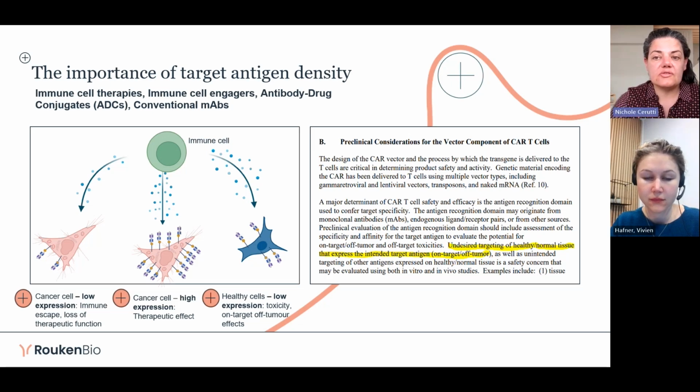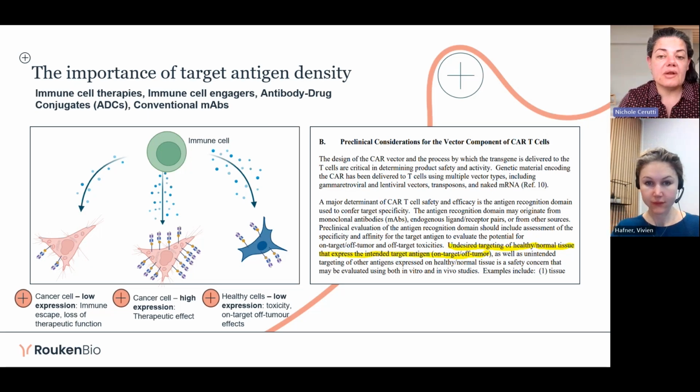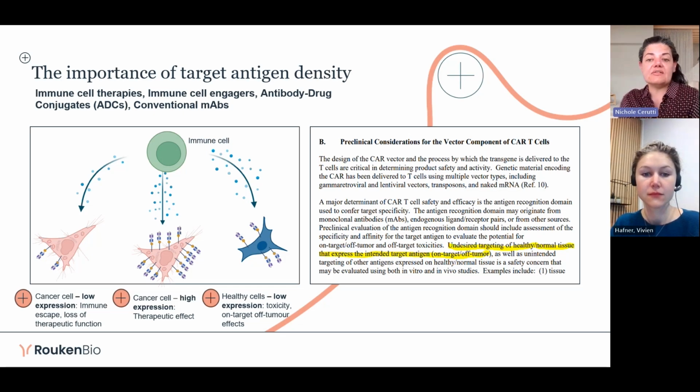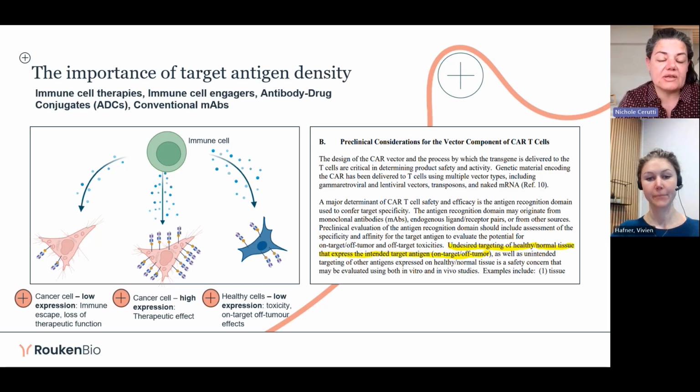So the heterogeneous tumor antigen expression not only makes efficient treatment more difficult, but it can also contribute to immune evasion by tumors. And these tumors are down-regulating the expression of target antigen, which is what we call antigen escape. This challenge applies to multiple immuno-oncology therapeutic modalities, including immune cell therapies, immune cell engagers, ADCs, and conventional antibodies.